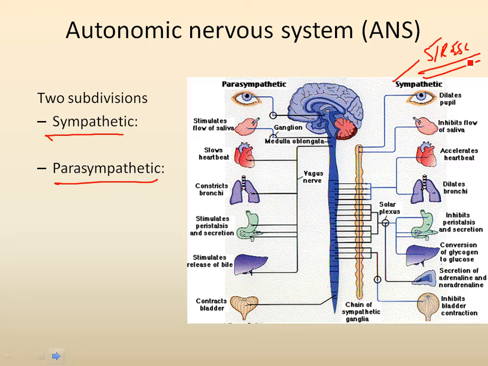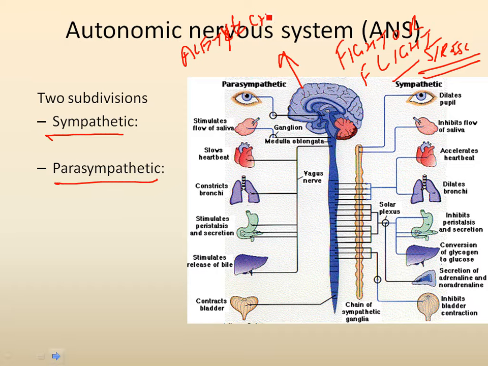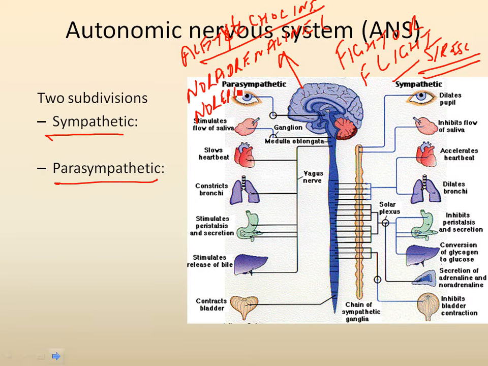This will induce either a fight or flight response. It releases two types of neurotransmitters. Remember, we've talked about neurotransmitters. One that you should be familiar with by now is, excuse my spelling, acetylcholine. The other one that you may not be that familiar with is noradrenaline, also called norepinephrine.